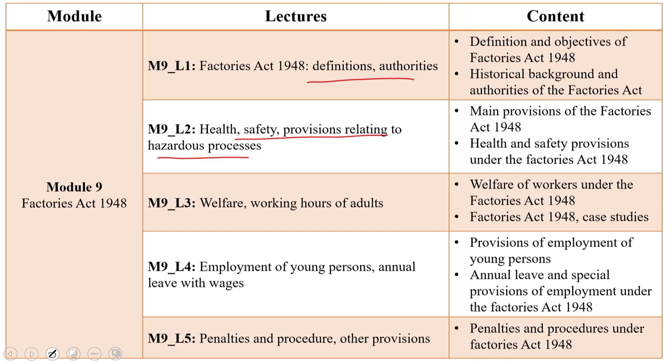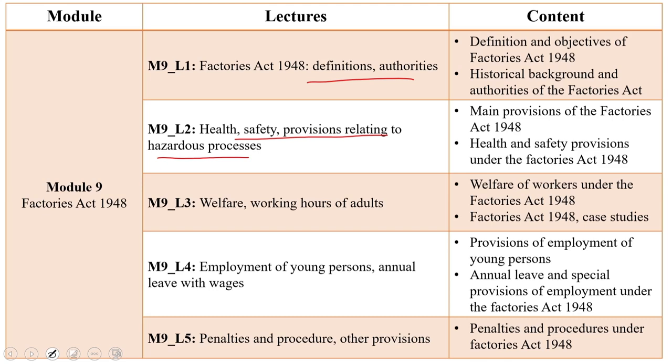health related provisions. We looked into different sections: cleanliness, disposal of waste and effluents, ventilation and temperature, dust and fume, artificial humidification, overcrowding, lighting, drinking water, latrine and urinal, spittoon. So we have gone section by section, I think from Section 11 to Section 20. So if you recollect, you can get all the details in the second lecture.